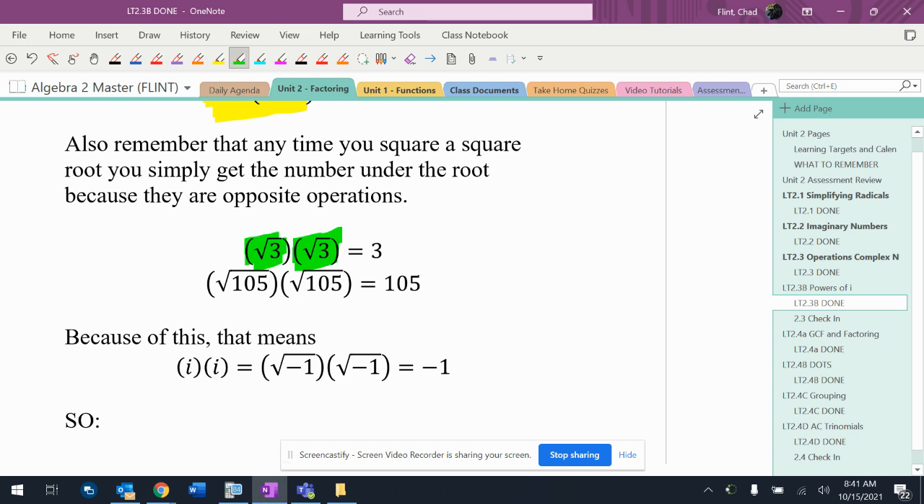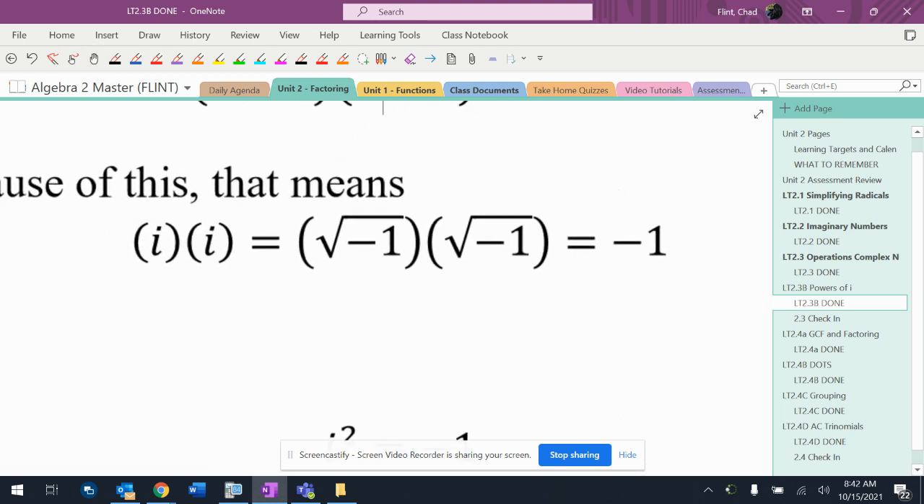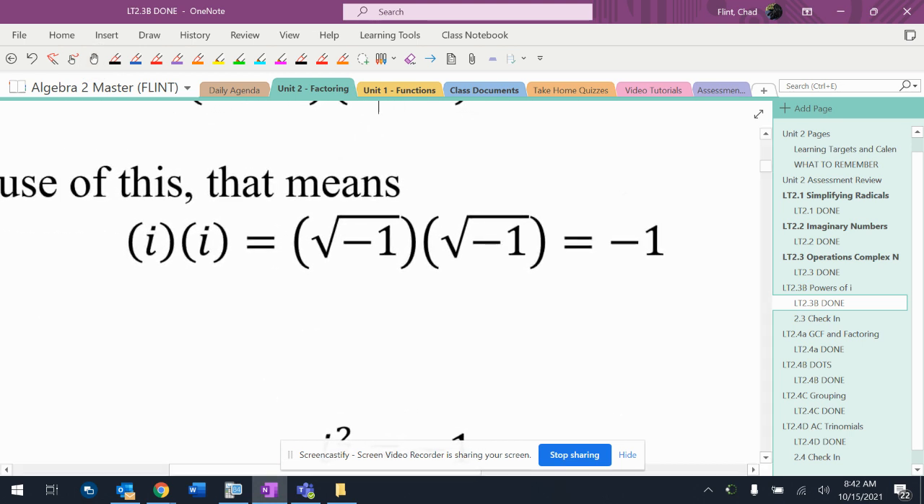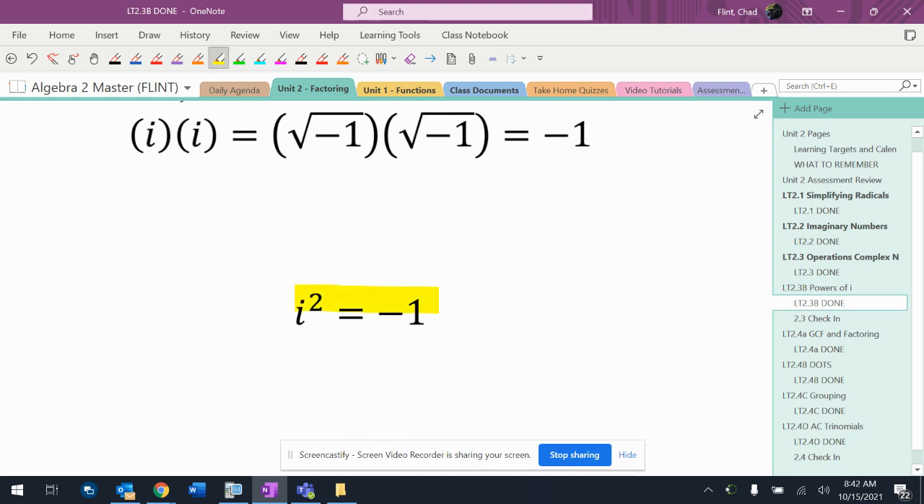The same thing if I had square root of 5 or square root of 105 times square root of 105, it'll give me 105 even. All right, no square root. So if I look at i, if I multiply i times i, that means square root of -1 times square root of -1, and that's going to give me -1. So i squared is equal to -1.